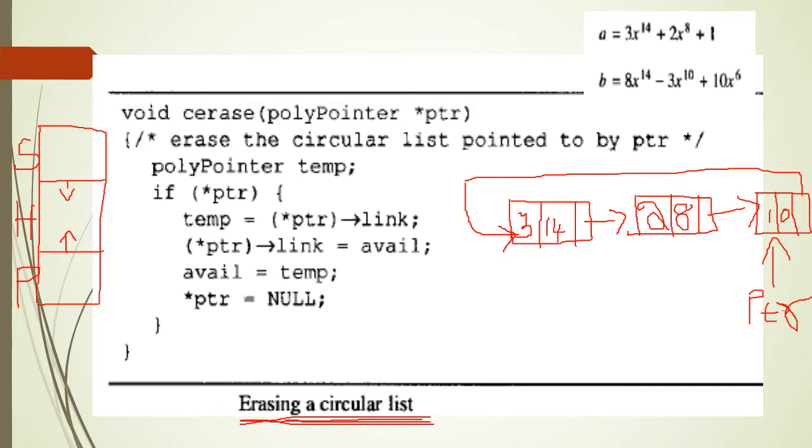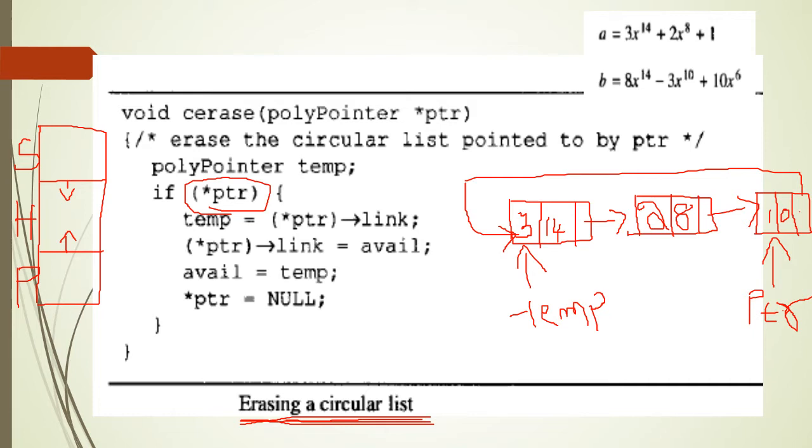If PTR is null, it means there is no list in memory, so do nothing. If PTR is not null, and in our case PTR is not null, it is pointing to the last node. So temp is equal to PTR of link. You take one variable called temp and make temp point to PTR of link. Temp is pointing to this node now. Then PTR of link is equal to avail.